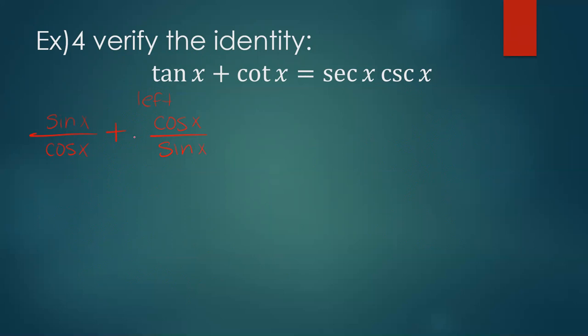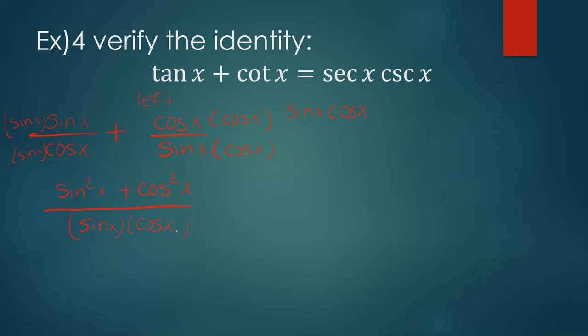Okay, now you're adding fractions. What happens when you add fractions? You need a common denominator. What would be our common denominator? It would be sine of x and cosine of x. Usually if you can't find one, it's the combination of both. Over here, we're missing a cosine x, so multiply top and bottom by cosine of x. And over here, we're missing a sine of x, so multiply top and bottom by sine of x. Sine of x times sine of x is sine square x, plus cosine x times cosine x is cosine square of x, over the common denominator, which is sine of x times cosine of x.